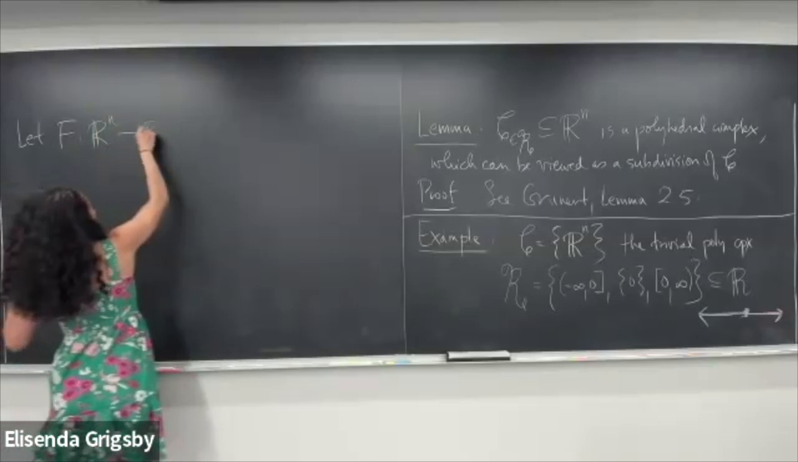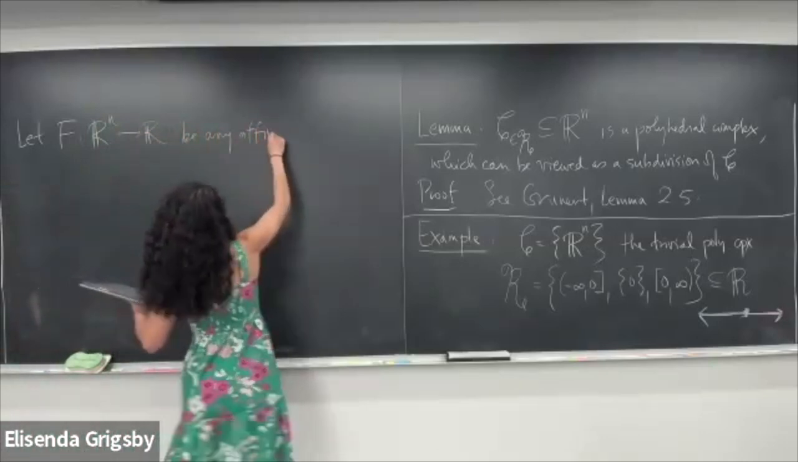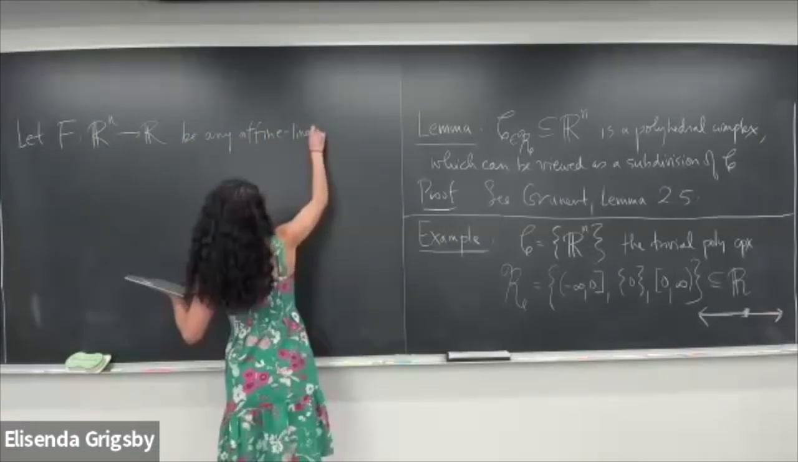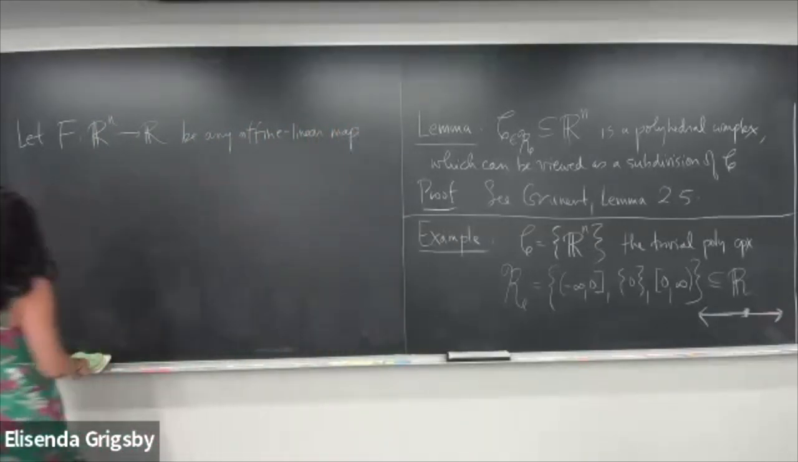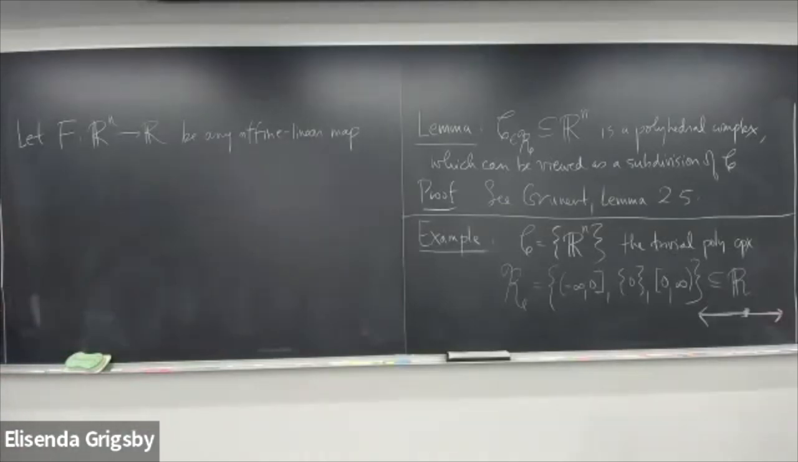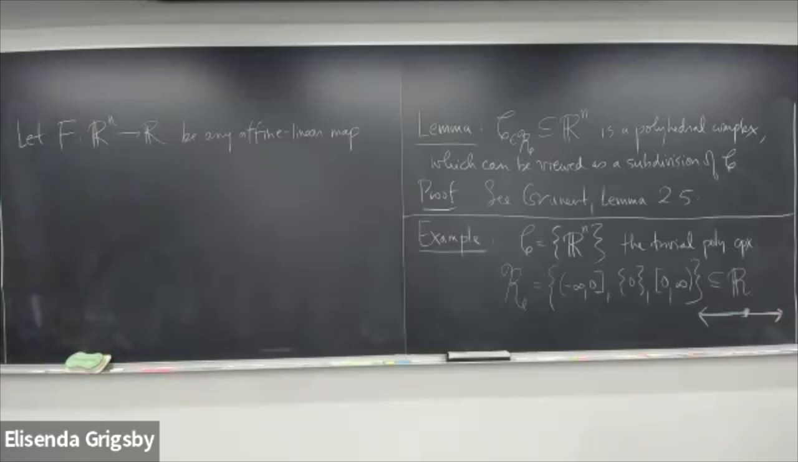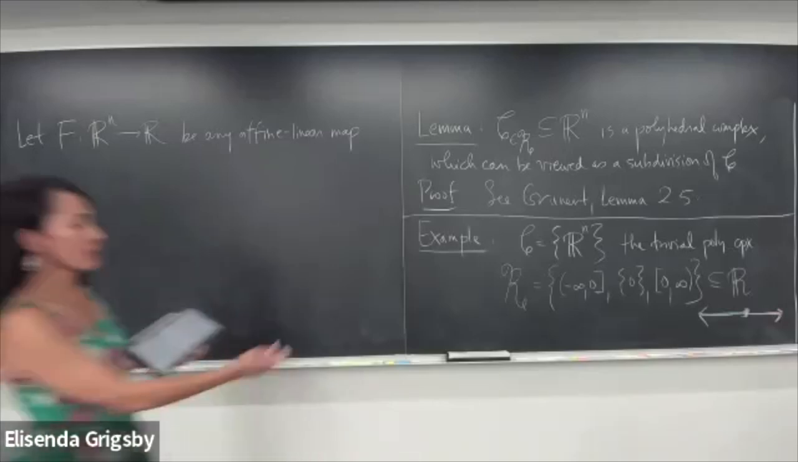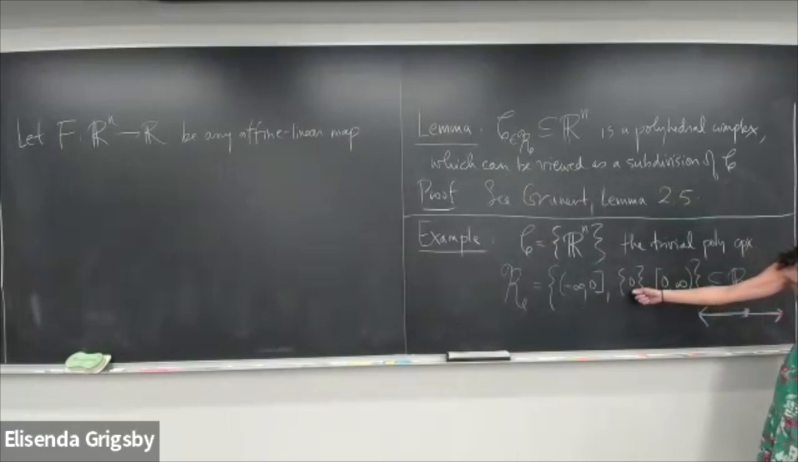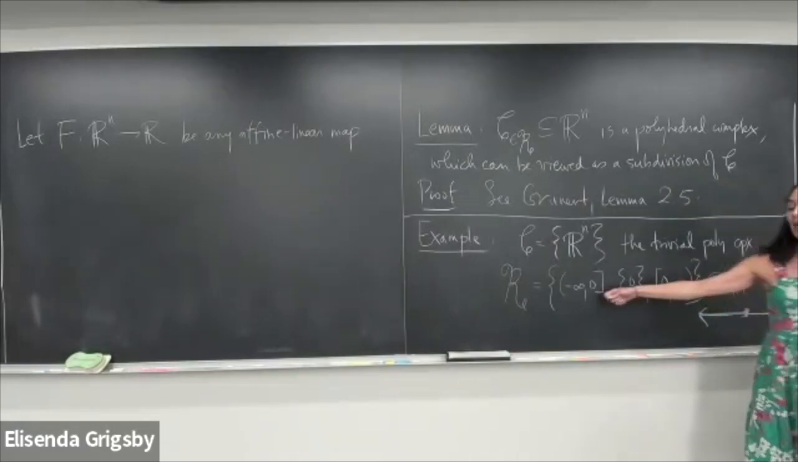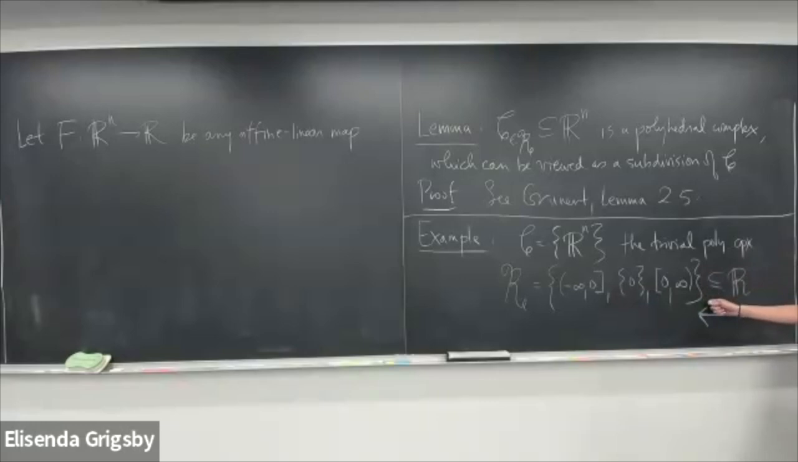Any affine linear map. And most of the time, the pre-image of this 0 cell will be codimension 1. It will be an affine hyperplane. And these will be codimension 0. They will be half spaces, closed half spaces.